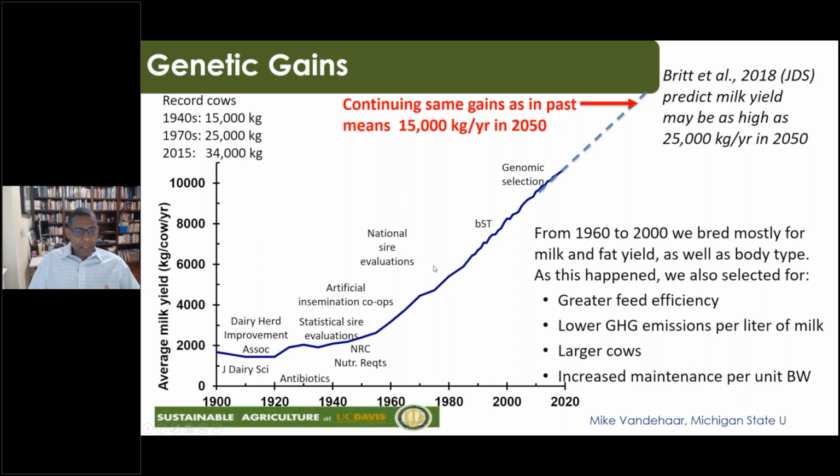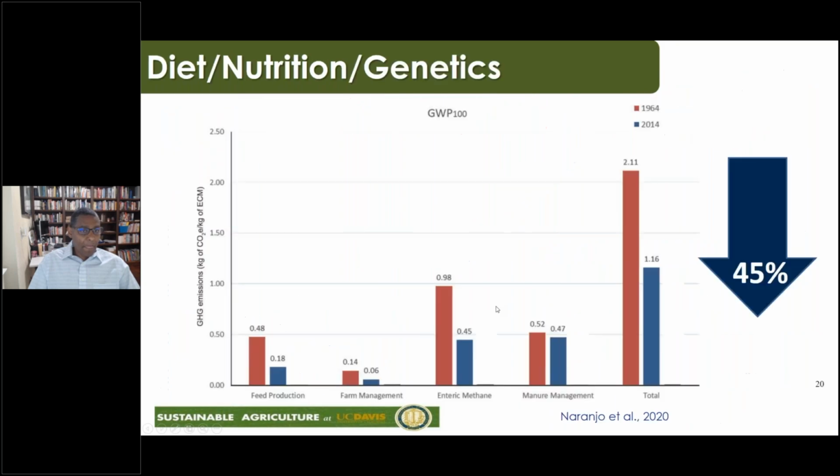Those cows are larger cows, because you need larger machinery, or larger ability, to make more milk. So what we've seen over the last few years is increased maintenance requirements per unit of body weight. But from this graph, what I wanted to get across is that we still have a way to go in increasing the productivity of dairy cattle.